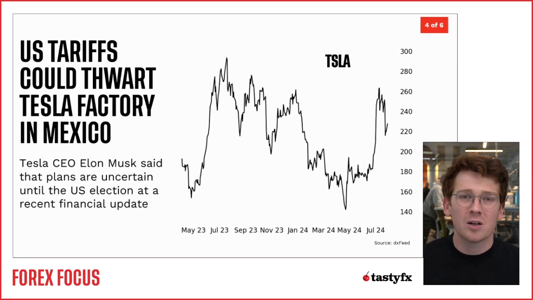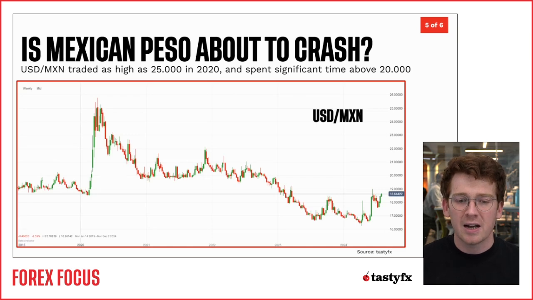It seems like a one-off story, but obviously Tesla is a big market cap company, and would probably account for a big part of that U.S. import number and the nearshoring that has been benefiting Mexico. So with that being said, let's take a look again at this U.S. dollar Mexican peso chart and see where we stand.